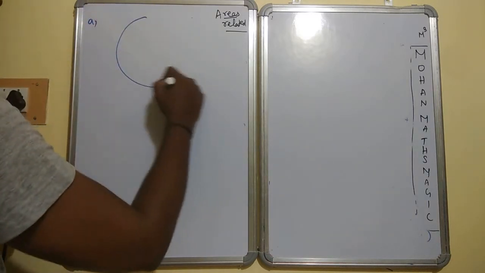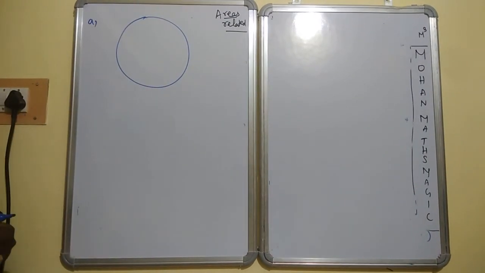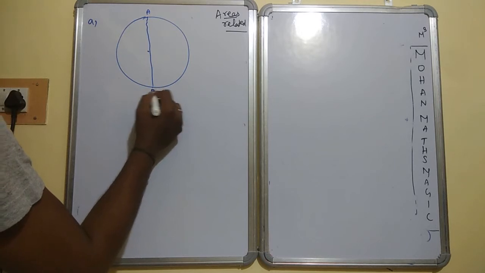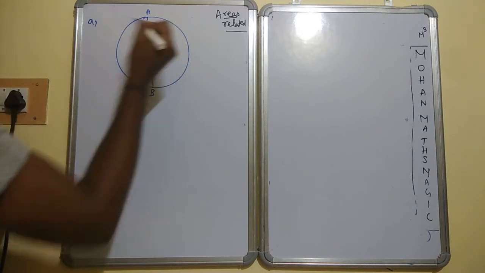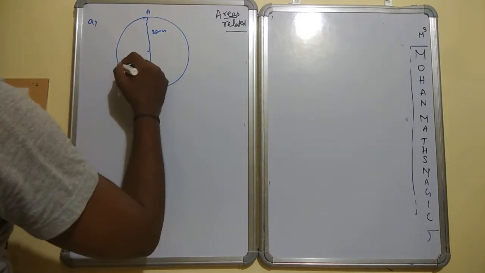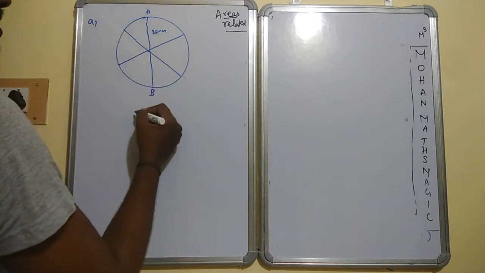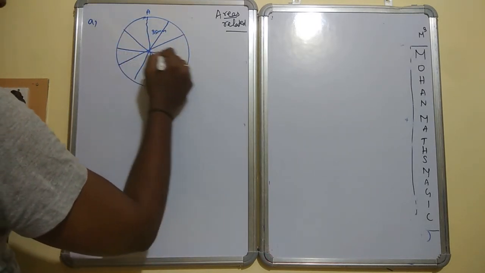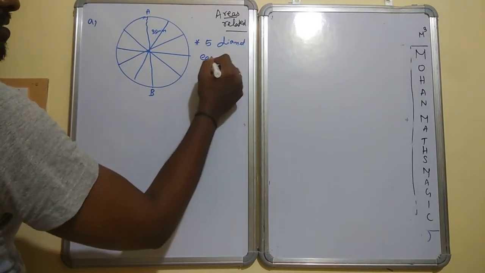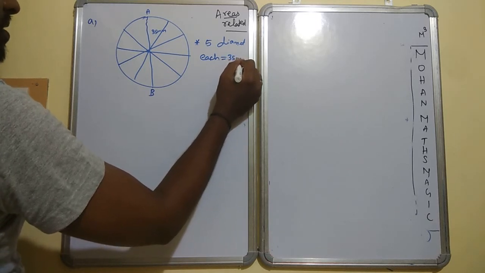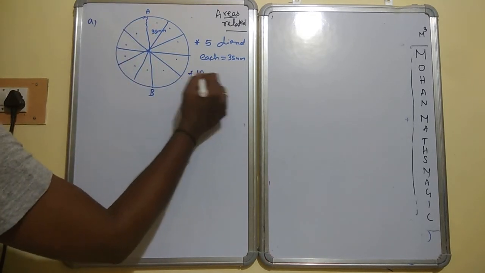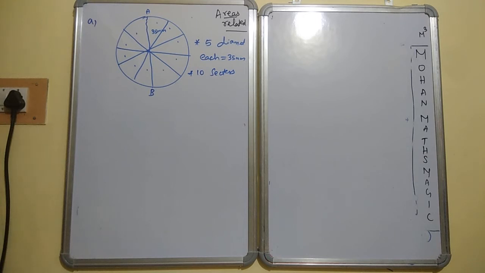So question number 9, a brooch is a shape. Each diameter is 35 millimeter. This length AB is 35 millimeter. There are 5 diameters: 1, 2, 3, 4, 5 diameters, each one equal to 35 millimeter, and 1, 2, 3, 4, 5, 6, 7, 8, 9, 10 sectors. Second point, 10 sectors.